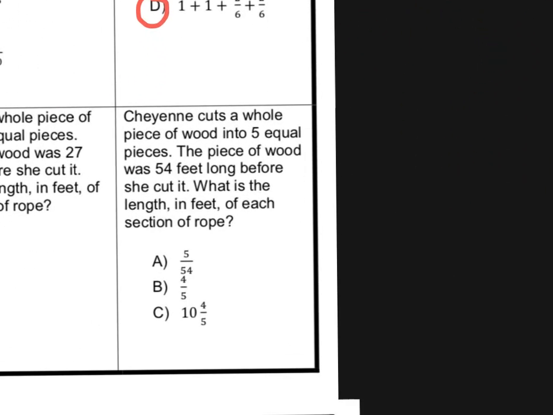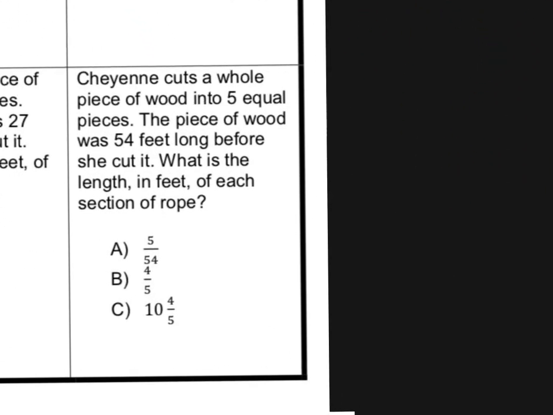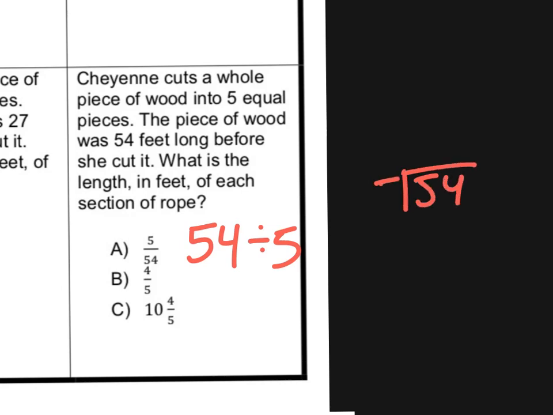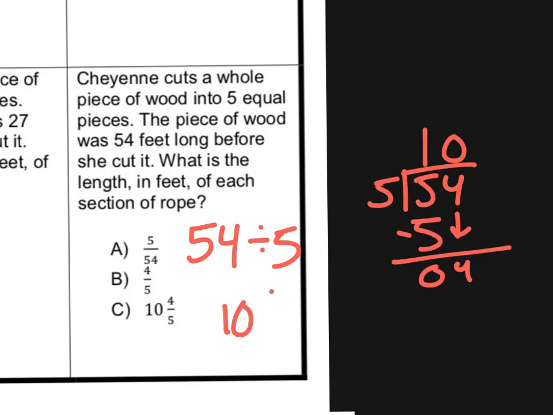For the next one, it says Cheyenne cuts a whole piece of wood into 5 equal pieces. It was 54 feet long before, so it's pretty much 54 feet being divided into 5 equal pieces. So it'll be 54 divided by 5. 5 can go into 5 once. And then it cannot go into 4, so you put a 0. So we will have 10 wholes with 4 left out of 5.